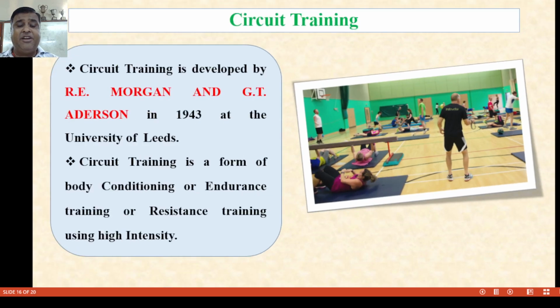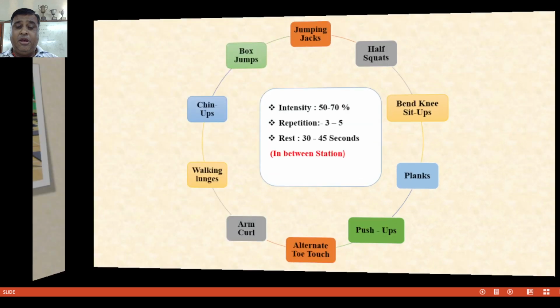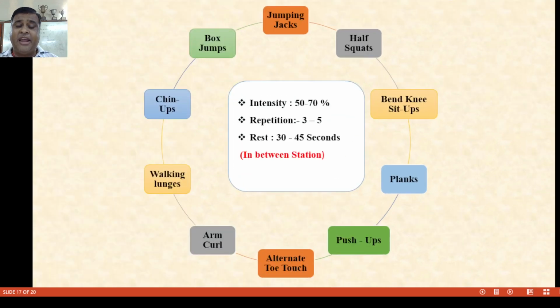Now, the last part of my session is circuit training. Circuit training was developed by R.E. Morgan and G.T. Adamson in 1943 at the University of Leeds. Circuit training is a form of body conditioning, endurance training or resistance training using high intensity. It can be done with equipment, without equipment, or in a circular form.